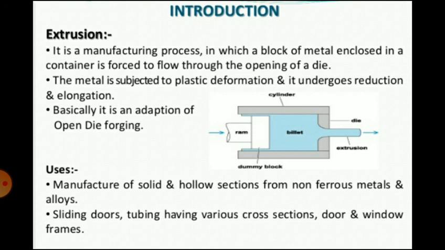Use of extrusion: it is used for manufacturing of solid and hollow sections from non-ferrous metals and alloys. Examples are sliding doors, tubing having various cross sections, and door and window frames.